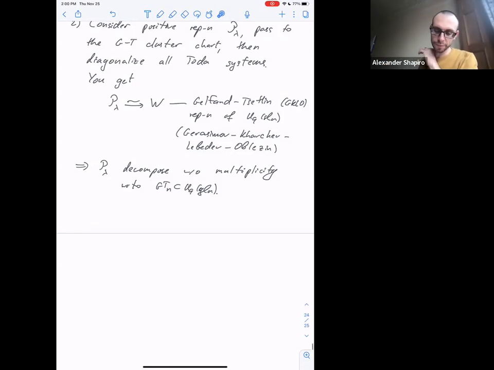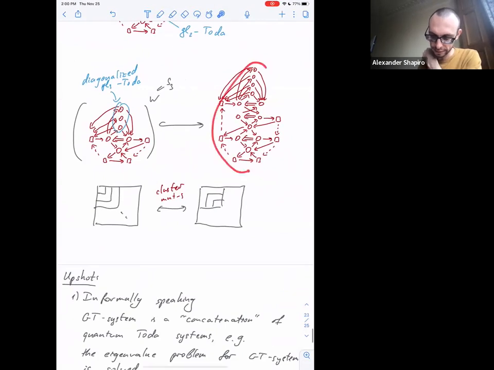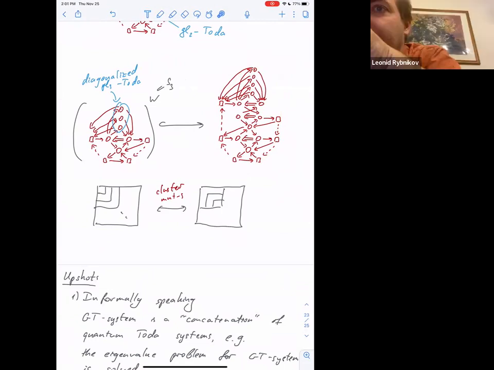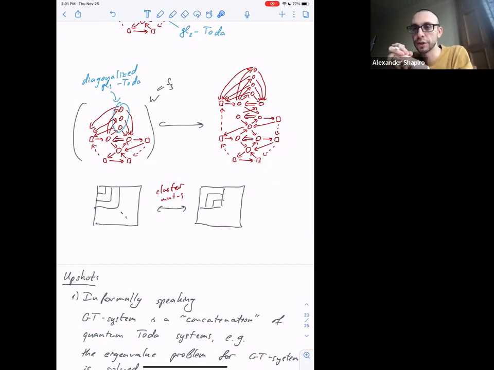Well, these formulas are precisely what you see when you write how Chevalley generators act in this cluster, and you can write it explicitly, and then you see what happens with those as you diagonalize all the Todas. You recover all of them. So from this explicit expression of the Chevalley generators, you just on the nose recover the GKLO formulas.